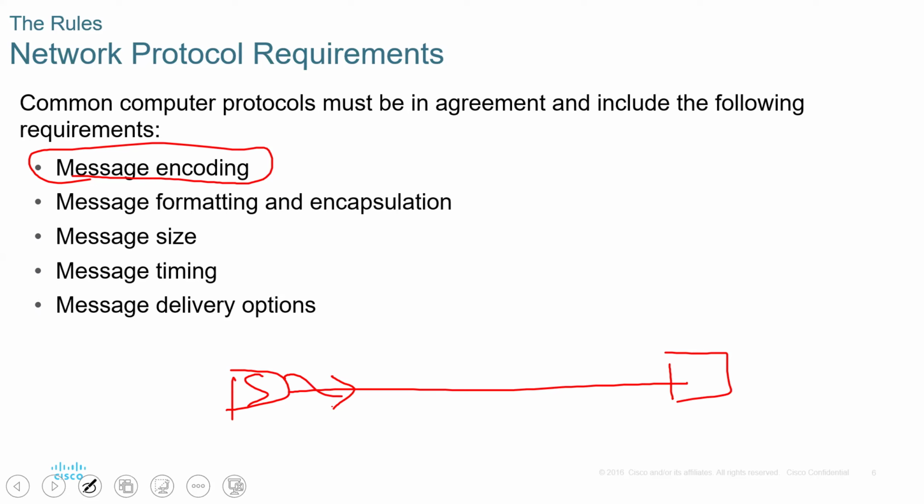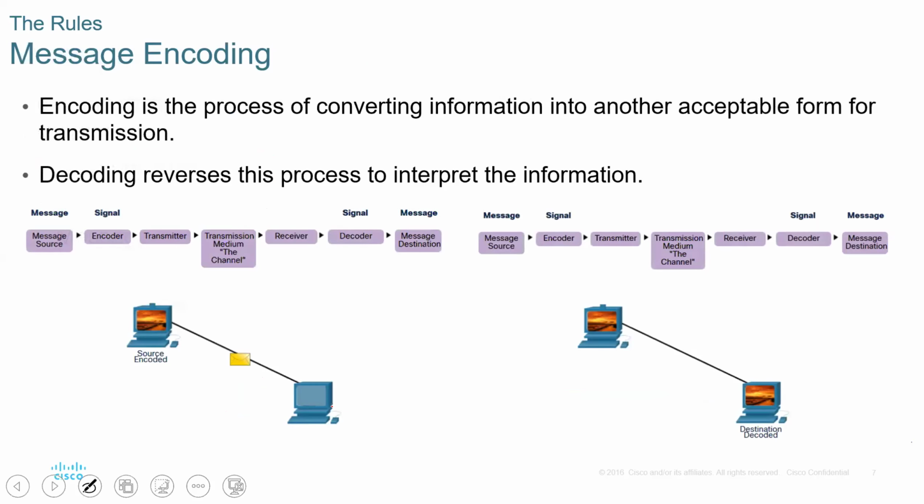Then we have message formatting and encapsulation. When we're talking about formatting, we're talking about how the message is packaged and presented. Okay, encapsulation, we will talk about very soon. It's just the process of adding header information. We will see about that very soon. Then you will have a rule that talks about the message size. What is the maximum size that can be sent through a particular channel? What is the minimum size that can be sent? So there are rules for that. Then you have the message timing. There are rules for that. And then the message delivery option as well.